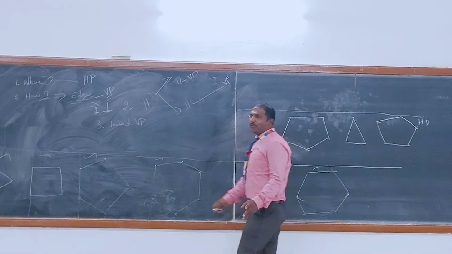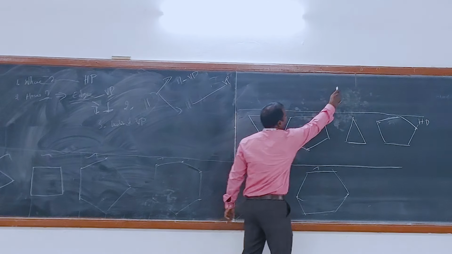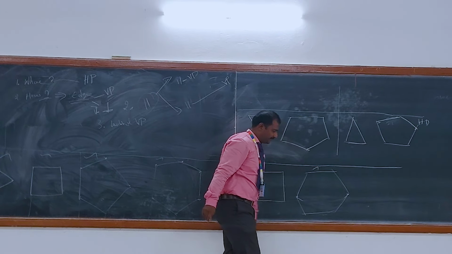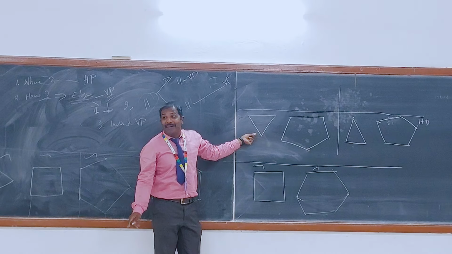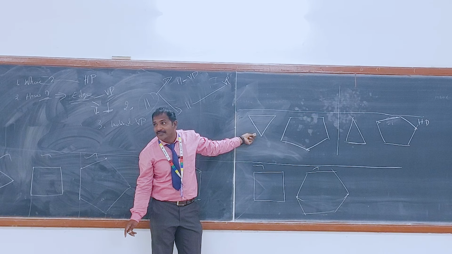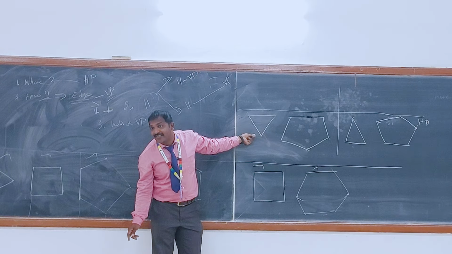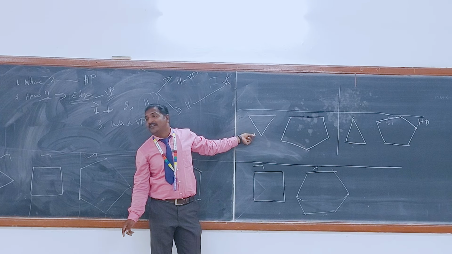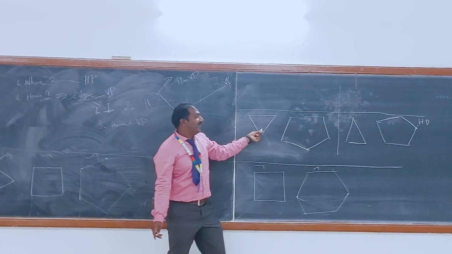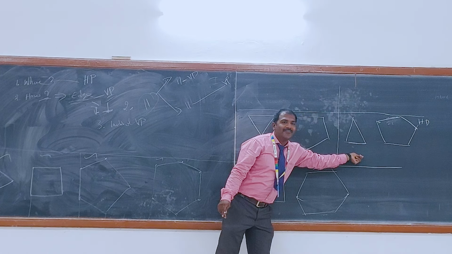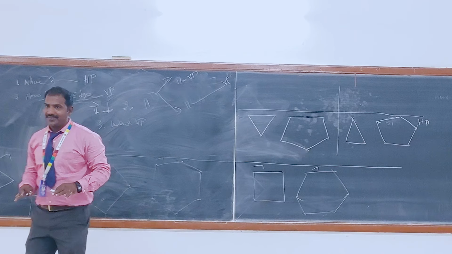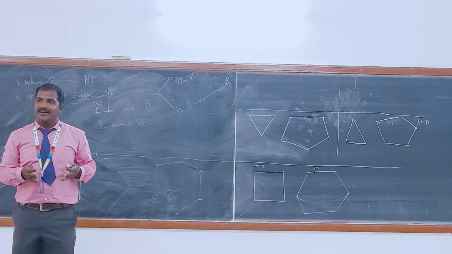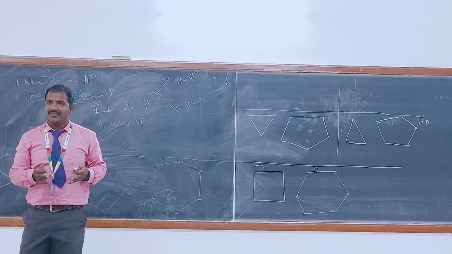Correct. We have two cases. This is one case, this is the other case. One of them has the base edge parallel and nearer to VP. The other has it parallel and far away from VP. That's the condition. 10 marks, very easy.